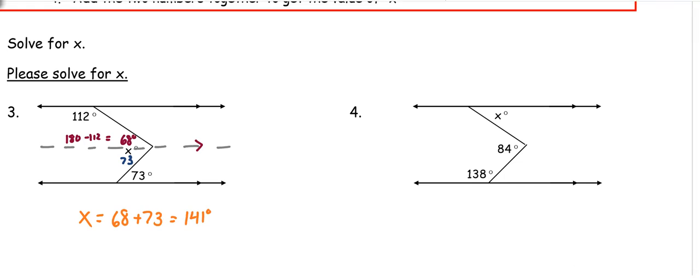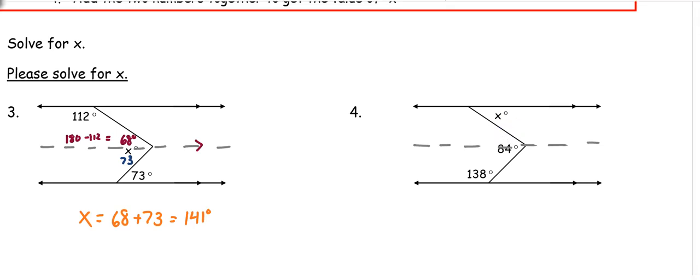In number 4, it's a little bit different because when I draw in my parallel line, I notice at the crook, I have an angle measure, not a variable. So right now, all I know is that this part, where x is an alternate interior angle, which makes this also x. But in order to find x, I need to know what the angle is on the bottom of my problem.